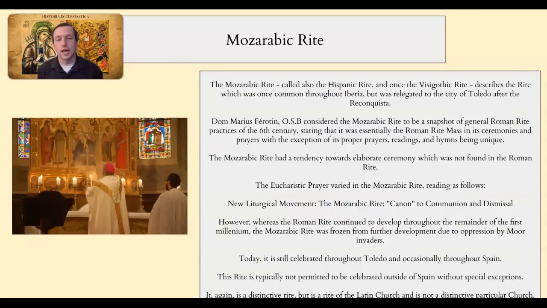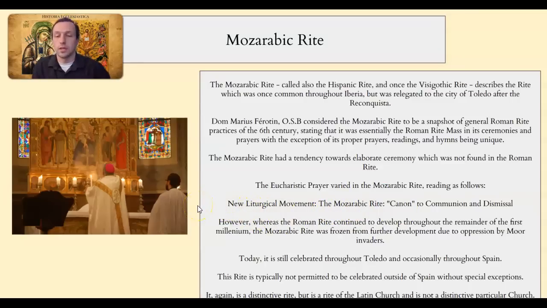The Masoretic Rite had a tendency towards elaborate liturgy, which was not found in the ancient Roman Rite. The Eucharistic prayer varied in the Masoretic Rite. I don't actually have that quote, sorry about that. You can read this article in New Liturgical Movement, the Masoretic Rite Canon to Communion and Dismissal. That goes over those differences. That's a great website, by the way.